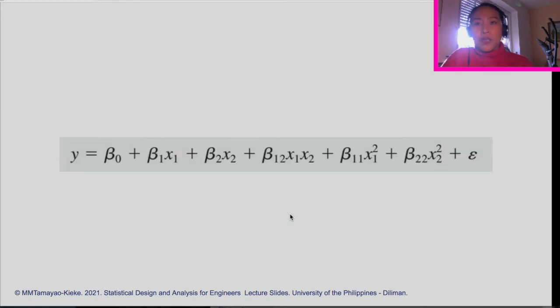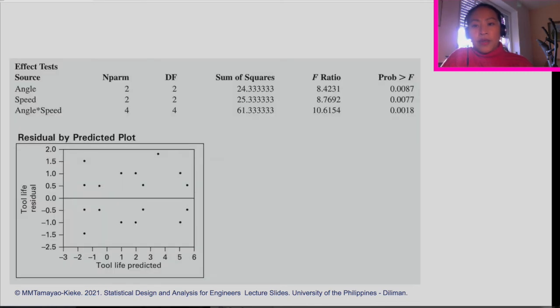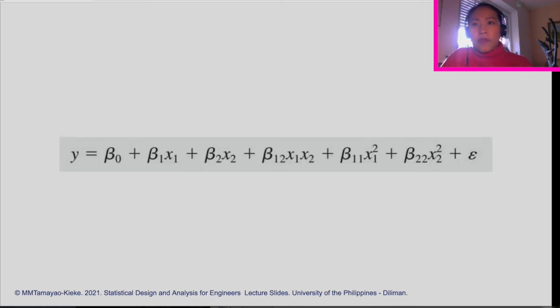Now since the factors are quantitative, both angle and speed are quantitative, we can use a second order model to fit the data, and the second order model can be as such. So you have the added terms beta 11 x1 squared plus beta 22 x2 squared.